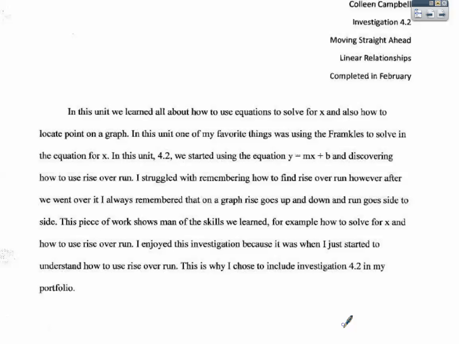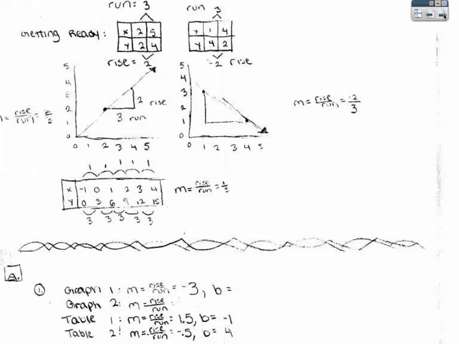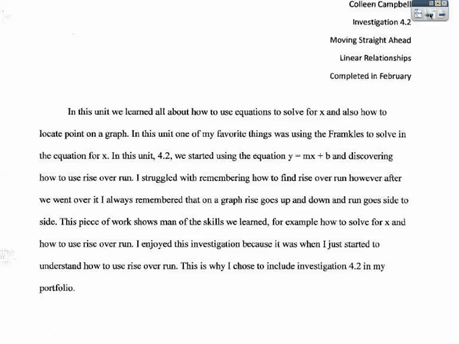Okay, so this is one of our math pieces. This is about our rise over run, where we learned to solve for x and to show all that. So this is some of my work. Yeah, it has our graphs with the rise over run and stuff like that.